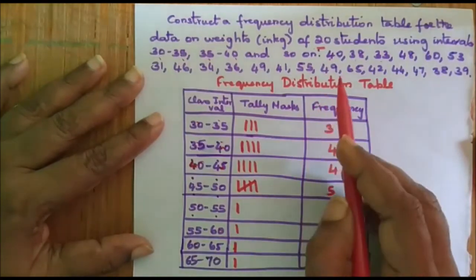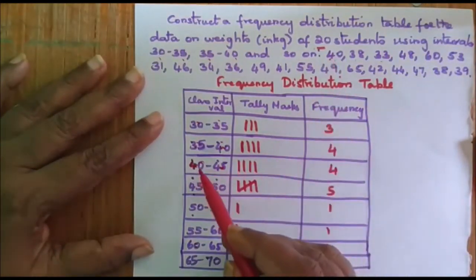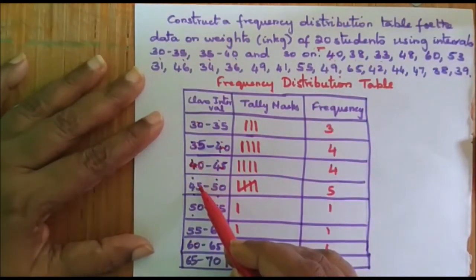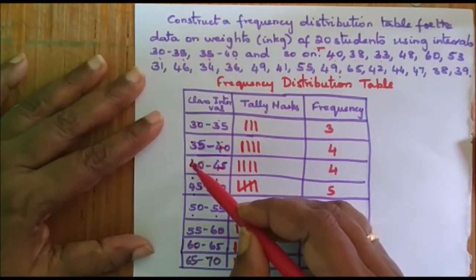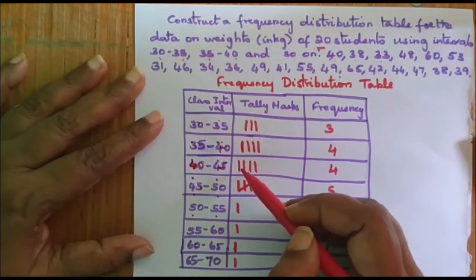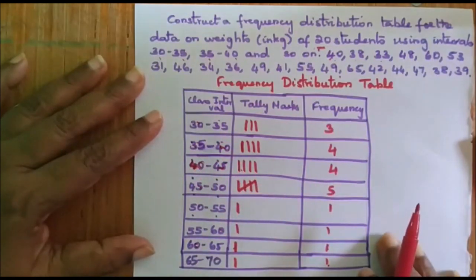And whenever we get values like 40, 40 comes in this class as well as in this class. So whenever it is the lower limit, in that class we will mark 40. I hope you understood this.